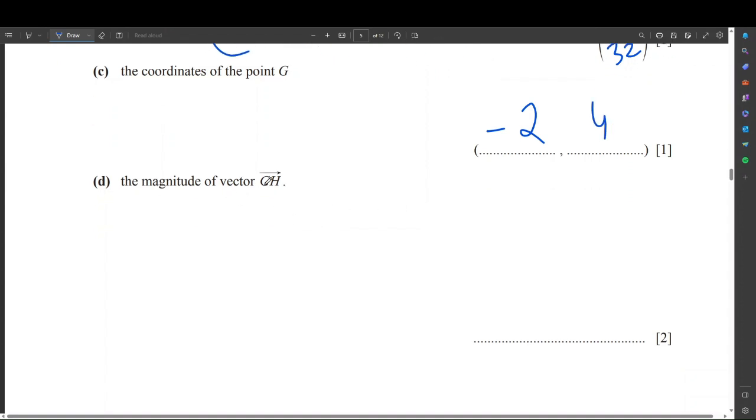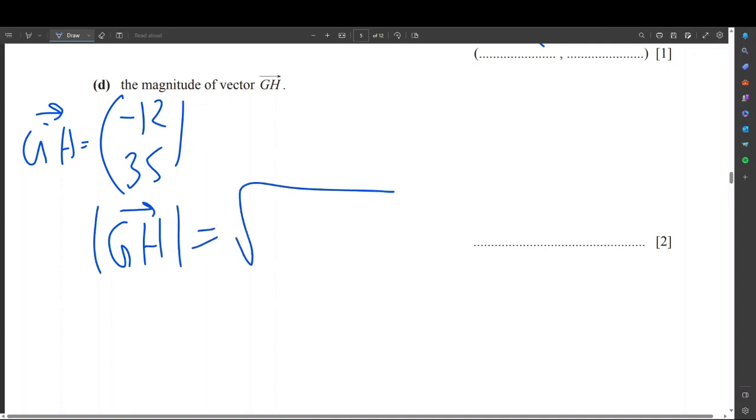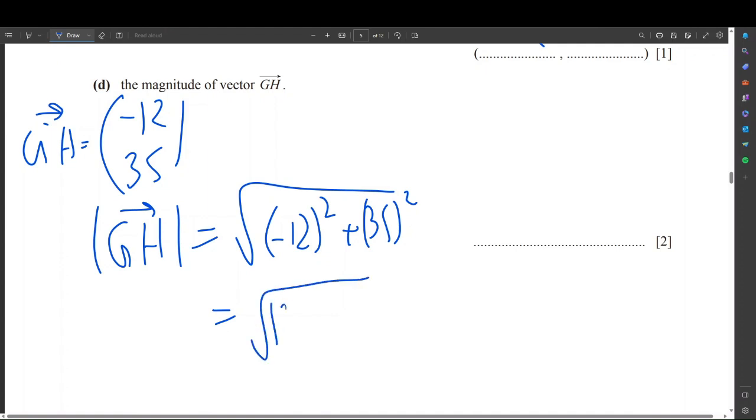Now we need to find the magnitude of vector GH. Vector GH is (-12, 35). To find the magnitude of it, we need to use the Pythagorean formula, which would be the root of minus 12 squared plus 35 squared. This is going to be 144 plus 1225, so under the root we have 1369, and then take the root of that, which is going to be 37.